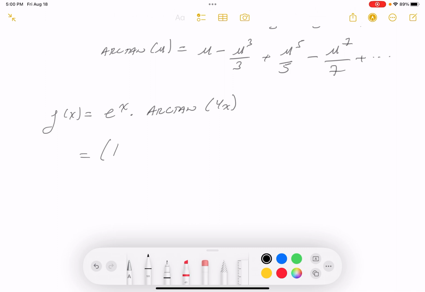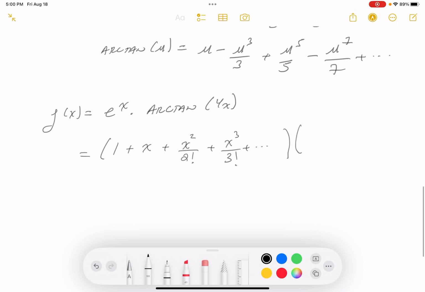It's going to be 1 plus x squared over 2 factorial plus x cubed over 3 factorial plus, I'll say, yada, yada, yada. All right? Times the arctan of 4x. Well, let's write that down. It's going to be 4x minus 4x cubed over 3 plus 4x to the 5th power over 5 minus, I'm just going to put yada, yada, yada.